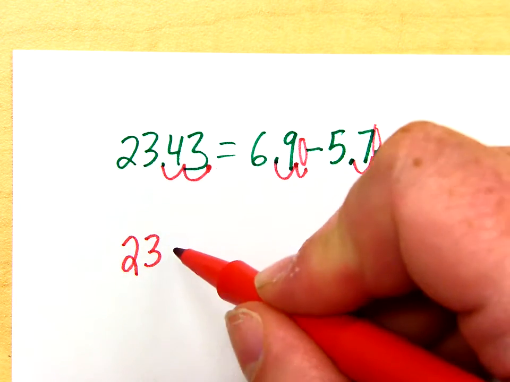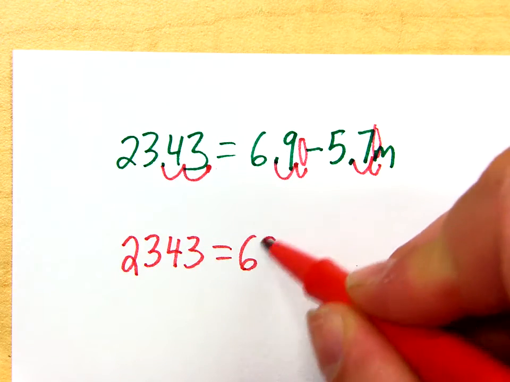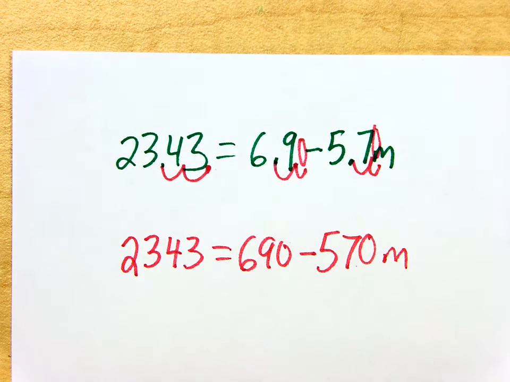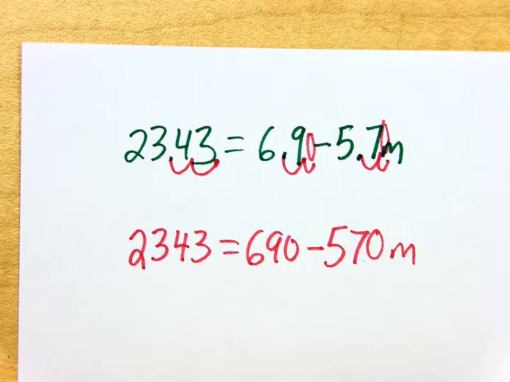So now I'm going to do 2,343 equals 690 minus 570. And I know you're thinking, gosh, Miss Sabia, now these numbers are so big. I know, but at least there's no decimals. If you like dealing with decimals, you can leave it as is. But now I can solve this, and I just have integers to deal with, and I personally think they're a little bit easier.